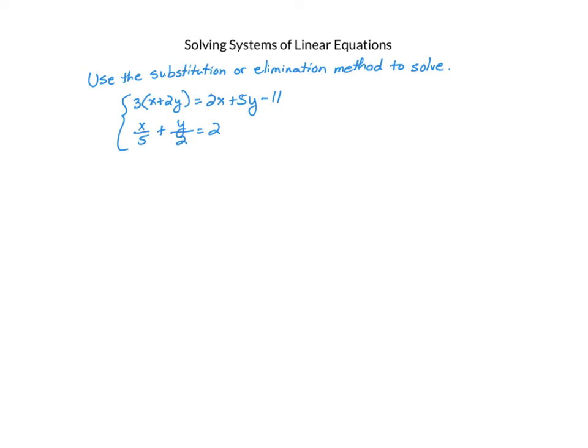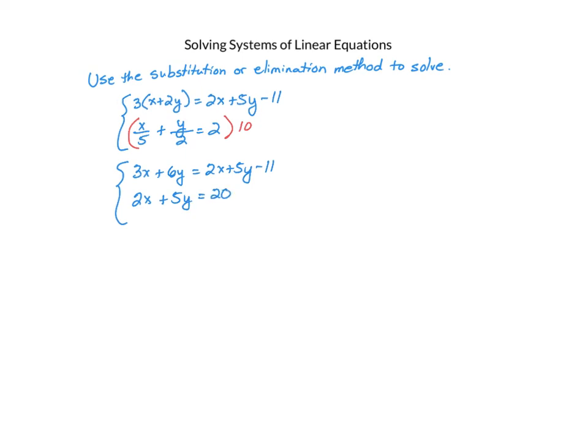So for equation 1, let's just start by distributing. So we'll have 3x plus 6y equals 2x plus 5y minus 11. And equation 2, I don't particularly like with the fractions, so let's multiply by 10. Not because I'm using elimination, but because I want to clear out the fractions and write an equivalent equation so I don't have to manage those fractions anymore. That's my preference. So I would get 2x plus 5y equals 20. Oh, I like that a lot better.